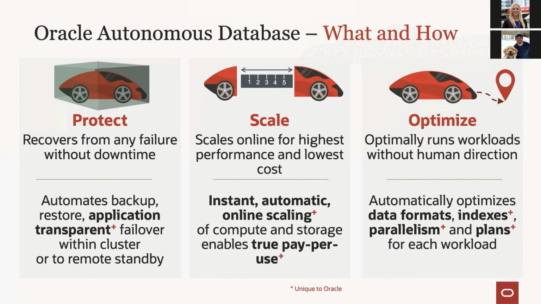The next thing is to optimize. So you're not worrying about any human errors or a lot of the things DBAs have to work on. Some of this is just automatically done for you, such as optimizing indexes, actually creating those execution plans to run more efficiently each time you run different queries. So that's a little bit about what actually makes the autonomous database autonomous.